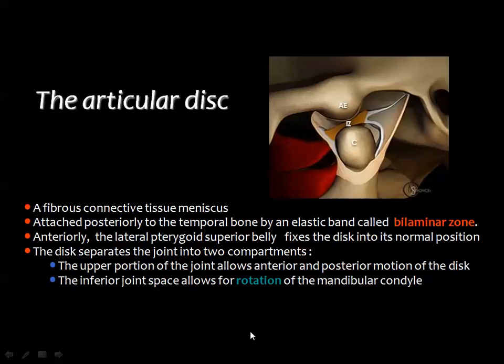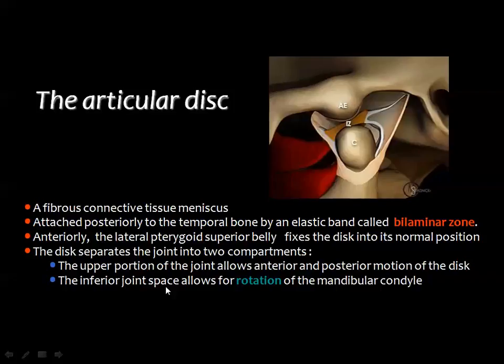This is the schematic appearance of the temporomandibular joint. This is the articular disc, and this is the anterior band, and this is the posterior band, and this is the intermediate zone. And here is the articular eminence of the temporal bone, and this is the articular fossa, and this is the mandibular condyle, the lateral pterygoid muscle, superior belly, and inferior belly. And this is the joint capsule, and this band is the retrodiscal band.